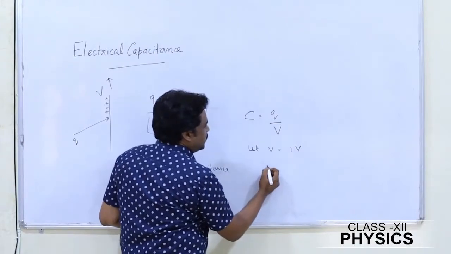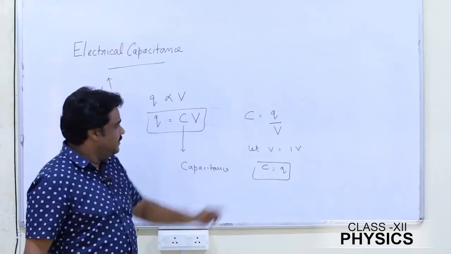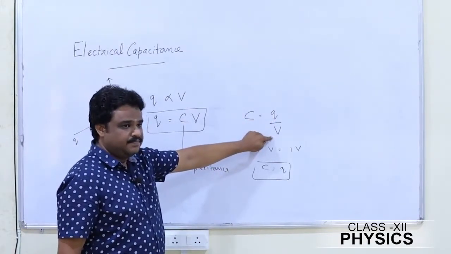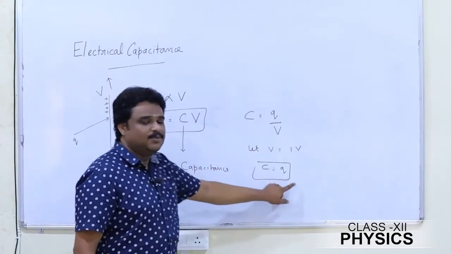So what about C is equal to Q? What I am getting from this is C is Q. Once again, what is capacitance? It is the ratio of charge to its potential. In another way, I am going to assume that V is equal to 1 volt. This means C is equal to Q.